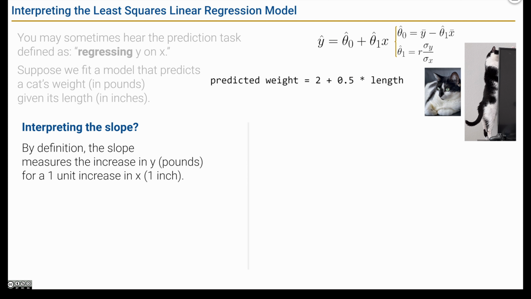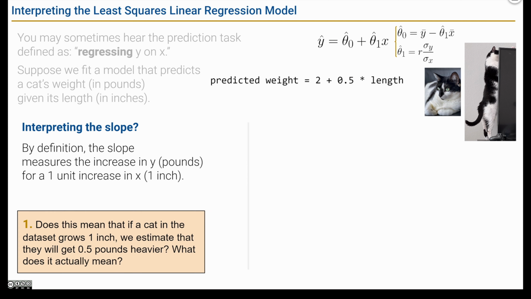Okay, but now how can we translate that to the data that we started with? Does this mean that if a cat in the data set grows 1 inch, we estimate they'll actually get 1/2 pound heavier? Or if not, what does it actually mean? So take a minute and think about that.